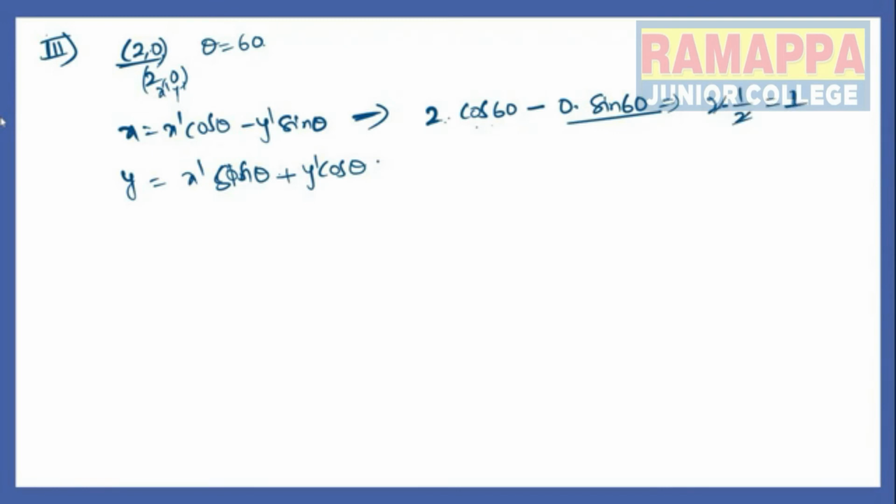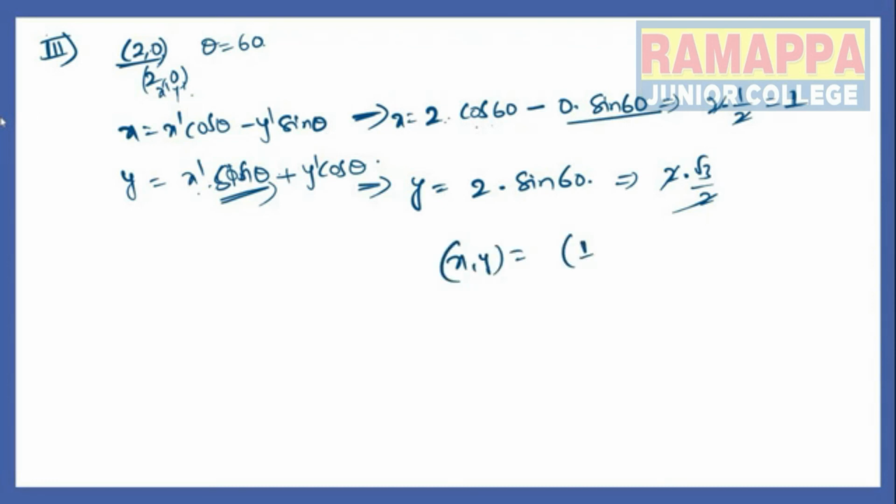So 2 and 1 by 2 get cancelled, and x is equal to 1. Now y is equal to x' sin 60, so 2 into sin 60. Sin 60 is equal to how much? Root 3 by 2. So it will become 2 into root 3 by 2, the 2s get cancelled. So (x, y) is equal to how much? We get (1, root 3). So this is the third solution, (1, root 3).